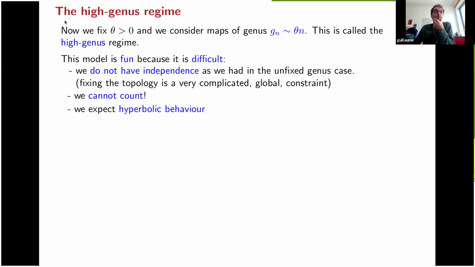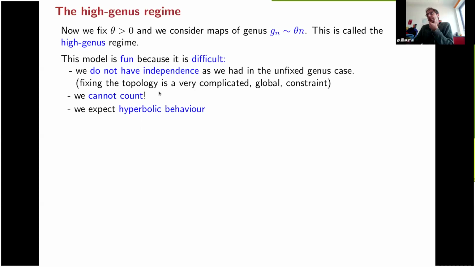So I'm just rewriting the same thing here. I fix theta less than half, and I consider maps whose genus g_n is like theta times n. And this model is fun because it's difficult, right? We do not have independence as in the configuration model. We really want to control the genus in the end, so we cannot just throw edge identifications at random. We have a complicated global constraint.